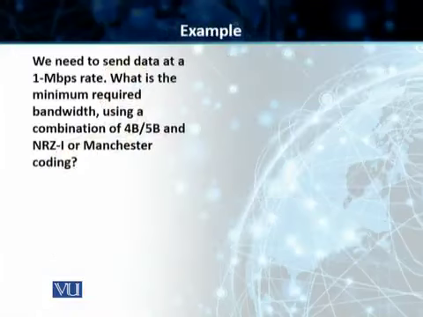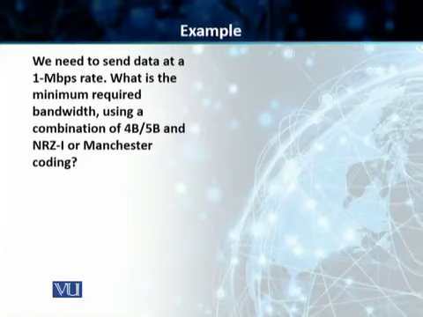Now, students, इस example में we need to send data at a rate of 1 megabits per second. We need to find out what is the minimum required bandwidth while we are using a combination of 4B/5B block coding scheme and NRZ-I or Manchester coding. Students, एक comparison हम लोग करेंगे कि NRZ-I के केस में required bandwidth क्या है और Manchester coding, which is an example of biphase coding, उस केस में इस block coding को use करते हुए what is the bandwidth that we need to send data at a rate of 1 megabits per second.